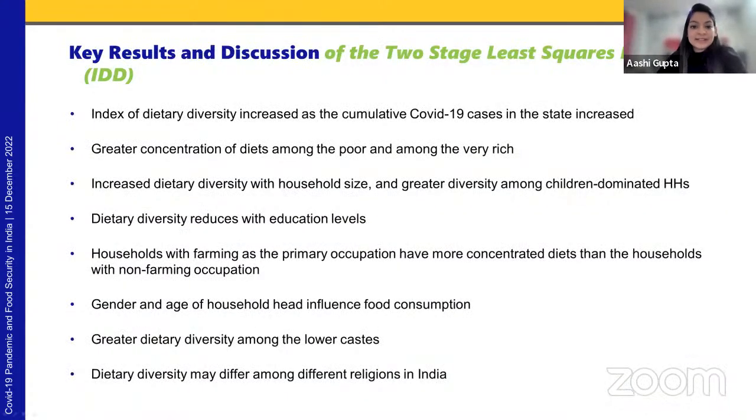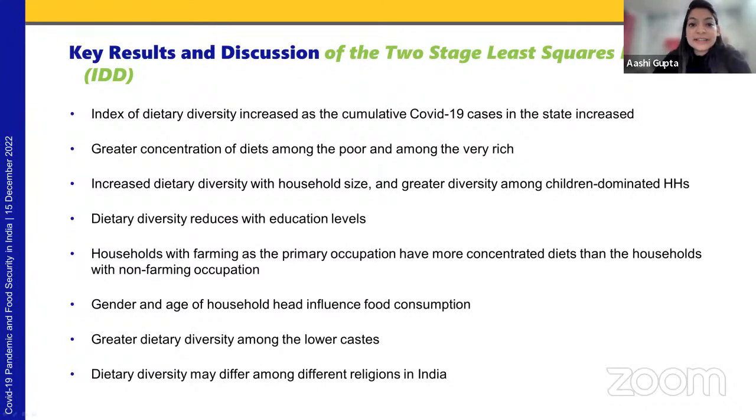So to summarize the key results of this model, the index of dietary diversity increased as the cumulative COVID-19 cases at the state level increased. This implies that the households shifted to a more concentrated diet as the pandemic intensified. And this result is well in line with the existing literature that we talked about. It is not surprising given that the supply chains were disrupted, supply of many food categories contracted, and the retail prices spiked during the first nationwide lockdown.